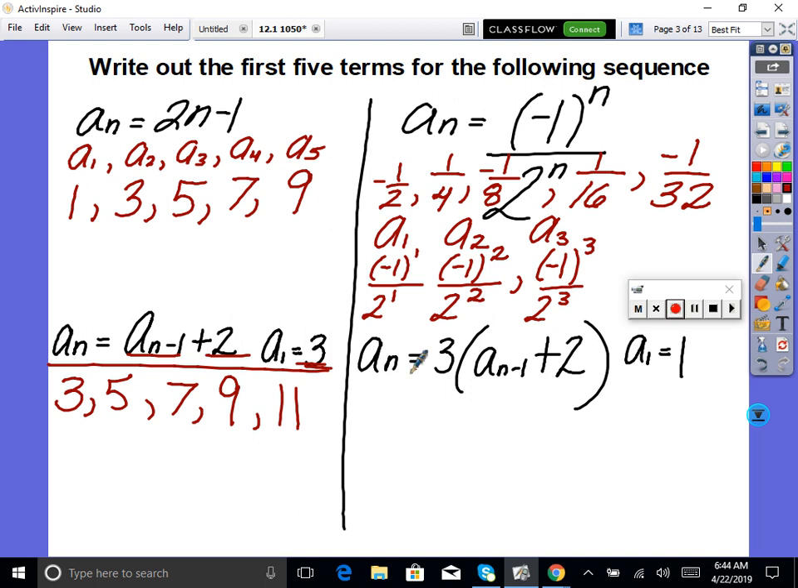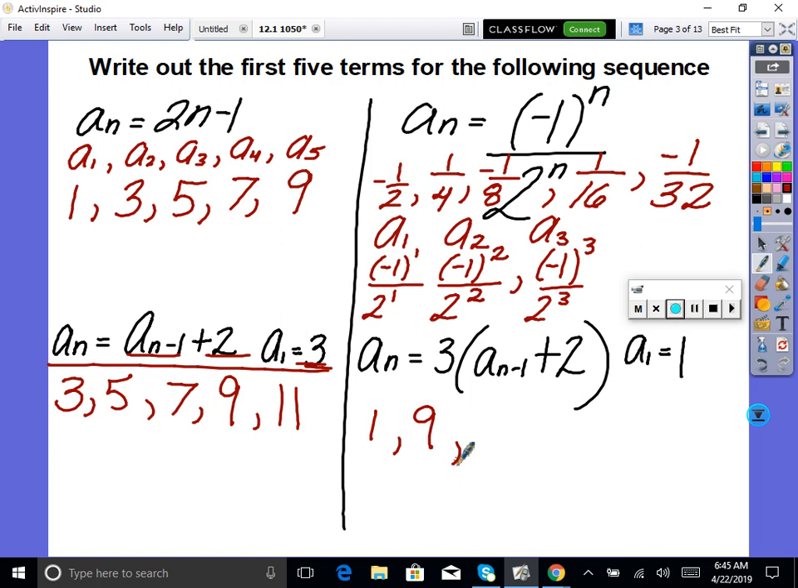It says find the first 5 terms, given that a sub 1 is 1. Then look at this formula. It says take 3, plug in the previous term plus 2. So what would be on my inside here? 3, and then 1 plus 2. So won't that be 3 times 3? 9. Okay, let's plug in.